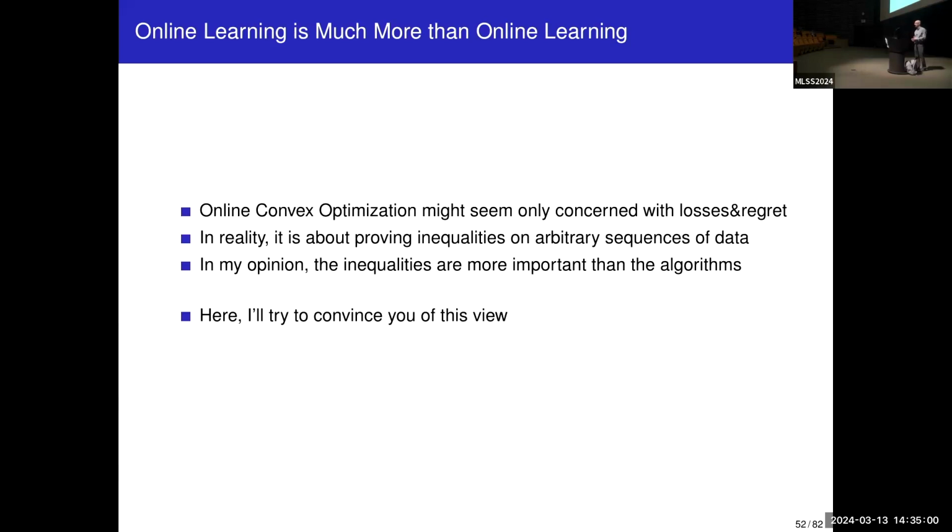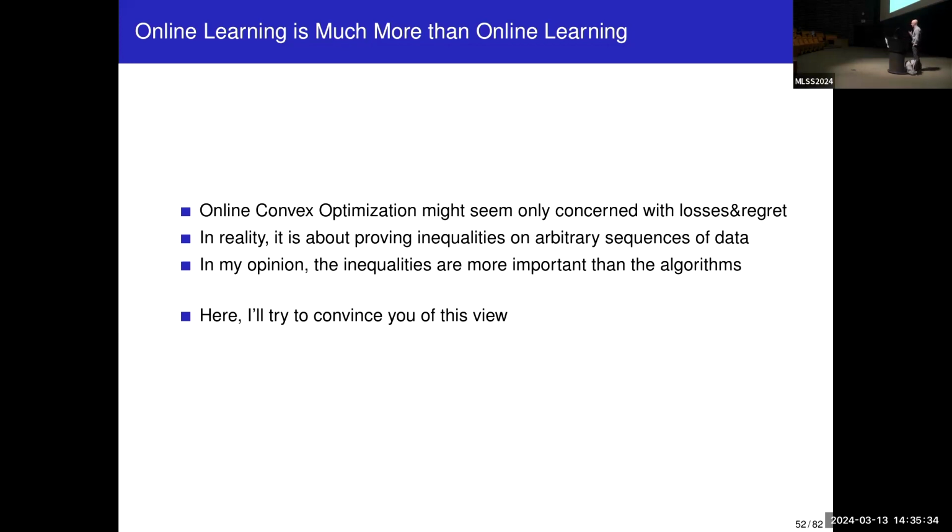Okay, so let me move to this other part that I think is the interesting part. When people think about online convex optimization, they think about losses and regret, basically what I showed you till now. And even worse, they think about bandits. Sure, they're very interesting, but there is so much more. The interesting thing to me is that online learning, intrinsically, is not about losses and regret, but about proving inequalities on any sequence of vectors. This is the core of online learning, and this core can be used for a lot of other applications.